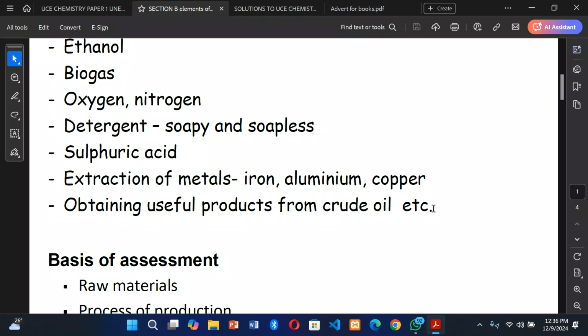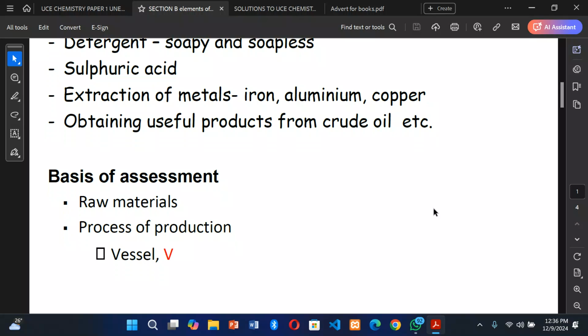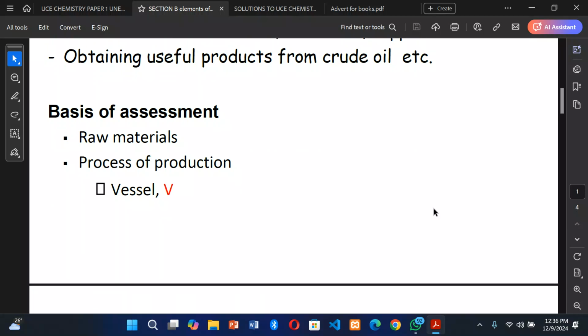Now, what is it that they base on when they are assessing item 3 and item 4? So the basis of assessment is as follows. Number 1, we look at the raw materials. After reading through the scenario and you have identified the product we are producing, then we need to identify the raw materials for producing that product. Then after that, we go to the process of production. Now, what do we need to include in the process of production?